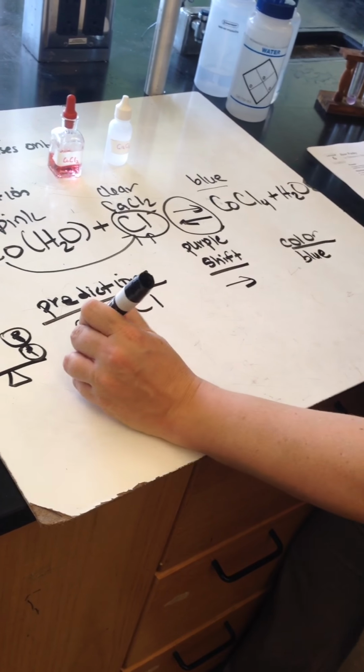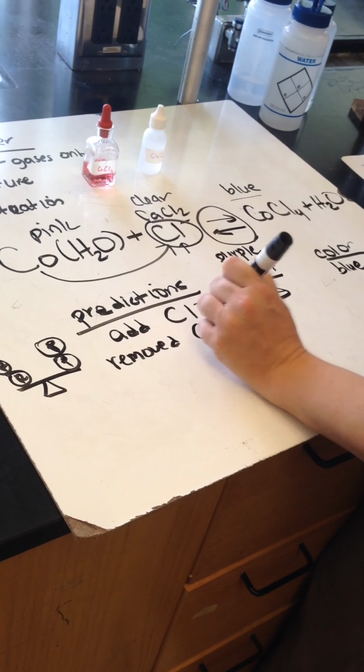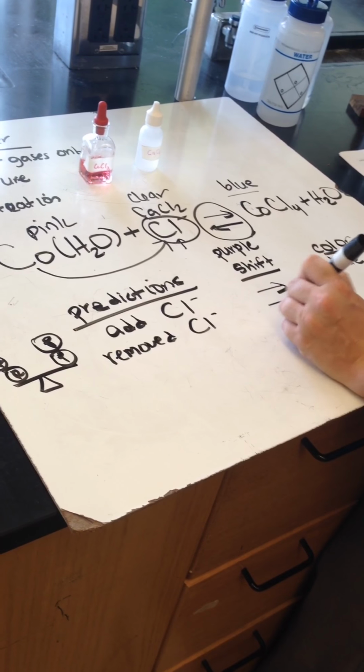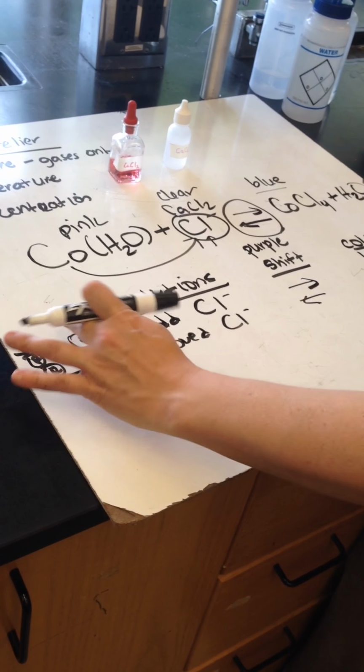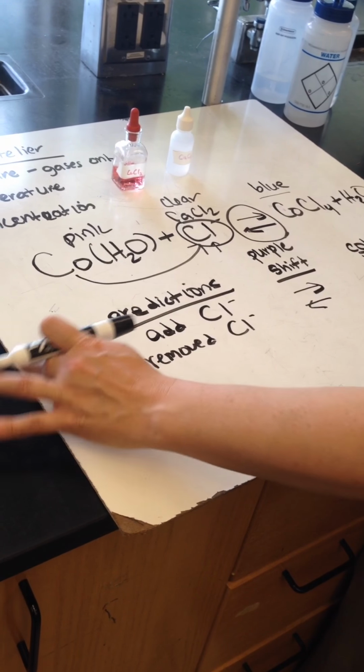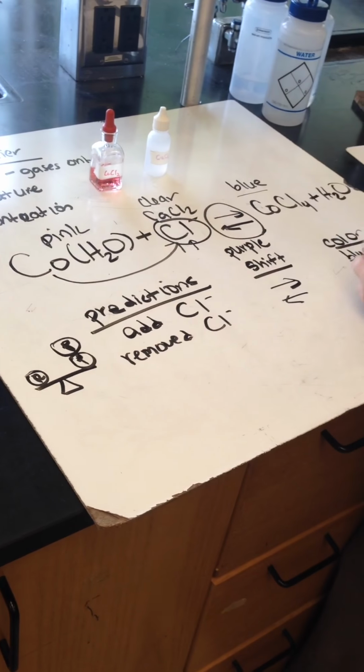Okay, what if we removed chlorine? We would see the opposite, right? If we removed some, that's like removing this, so the system would try and make more. So we would see it shift back to pink.